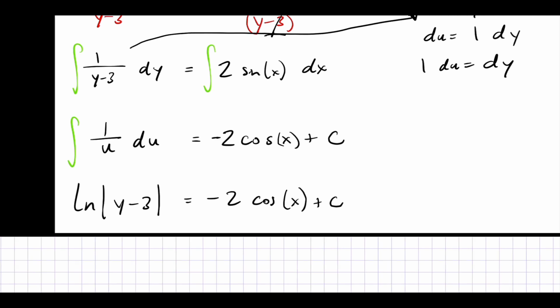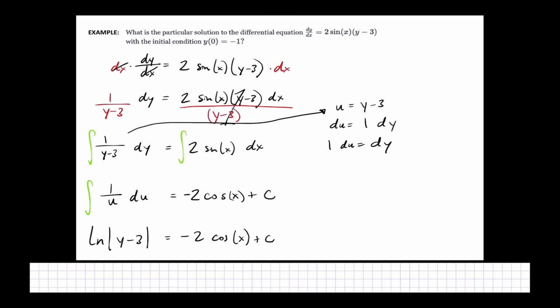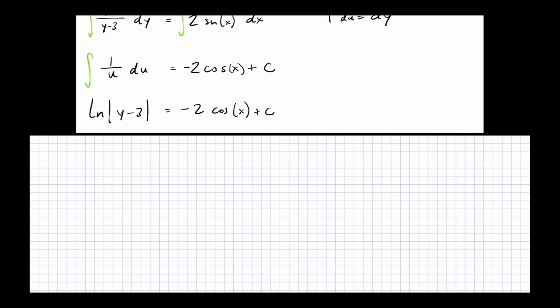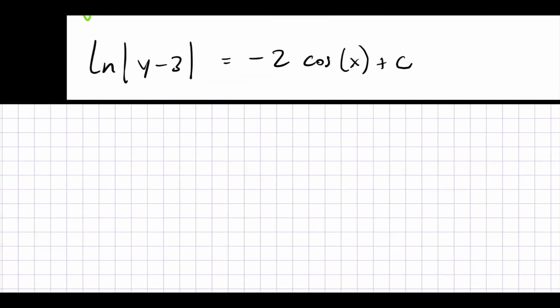Step 3, plug in x and y. X is 0, y is negative 1. So y is -1, x is 0.